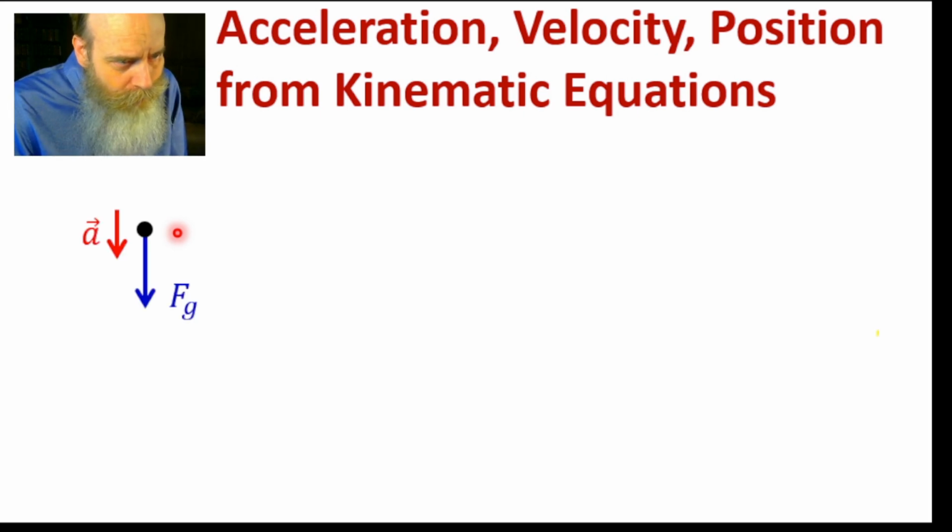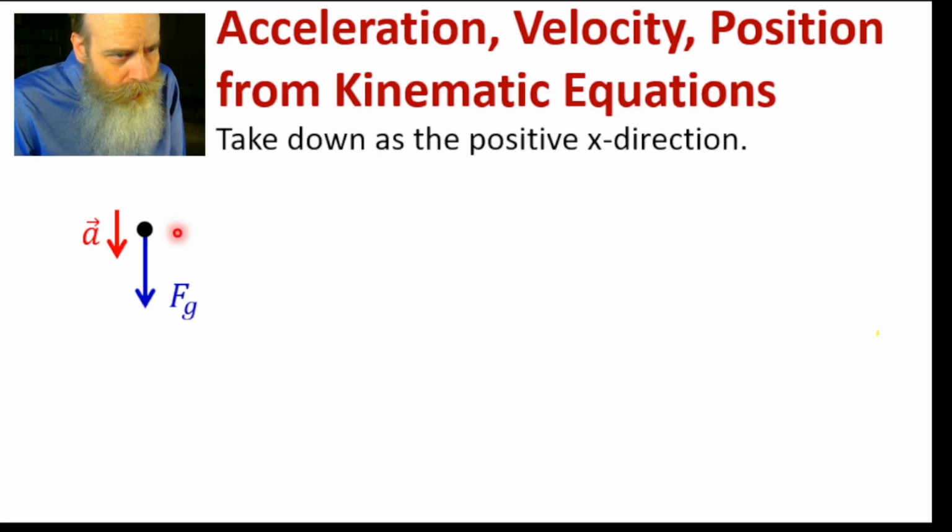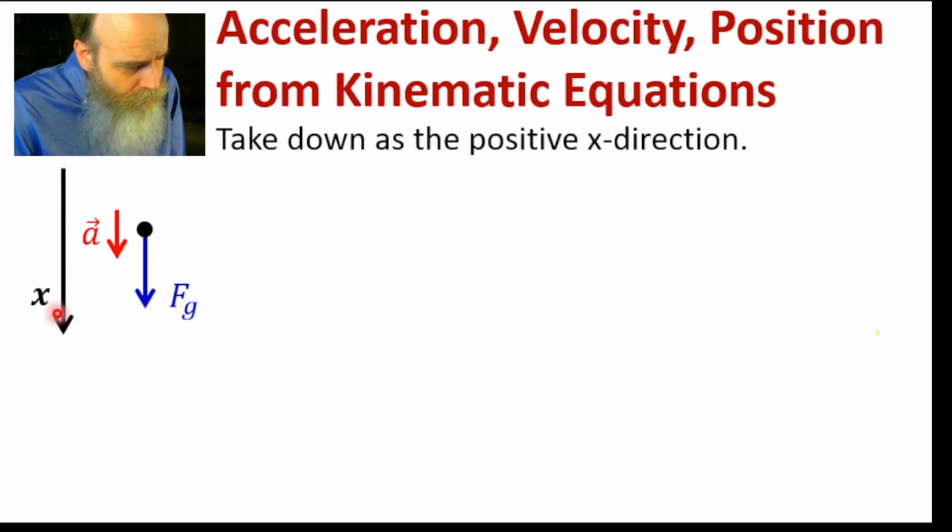Let's find the acceleration, velocity, and position as functions of time for an object in free fall. And we will find these from the kinematic equations of motion. This dot represents the object. There is one force acting on it, the force of gravity, and the acceleration a is downwards. Let's define a coordinate system. Let's take down as the positive x direction, as shown here.